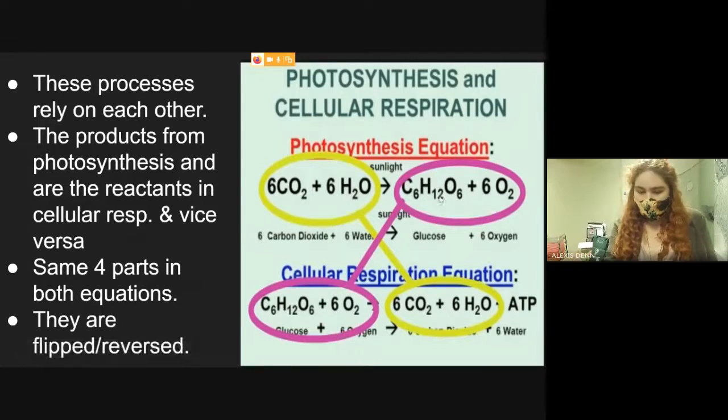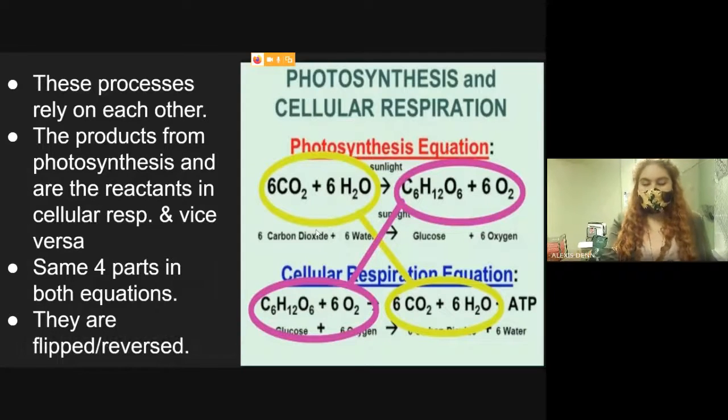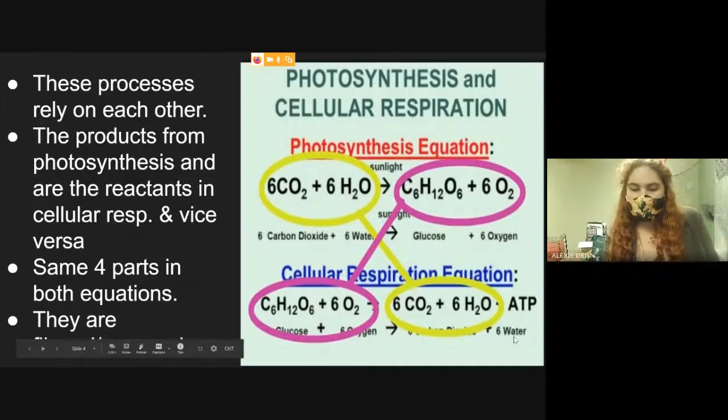This is where they become like a cycle. Photosynthesis feeds into cellular respiration. Cellular respiration feeds into photosynthesis. When you look at these equations, they're almost exactly the same. The only difference is sunlight in photosynthesis and ATP in cellular respiration.